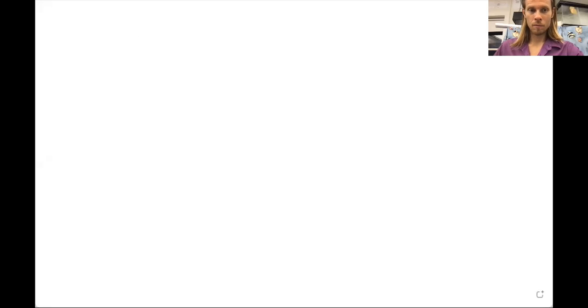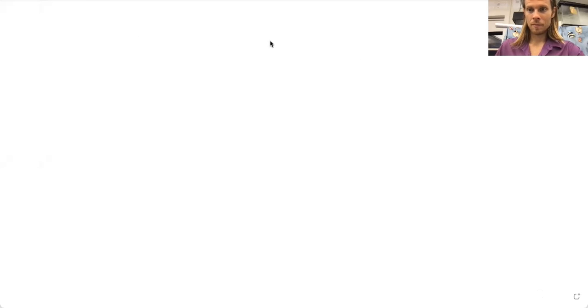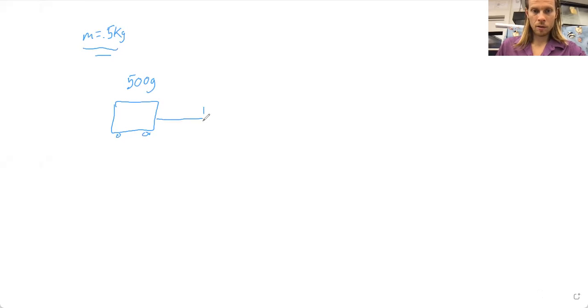The first example involves some carts that are each of mass 500 grams. Remember, 500 grams is actually 0.5 kilograms, which is what we're going to want to use in the equations. And each of these carts is attached to each other via a string.